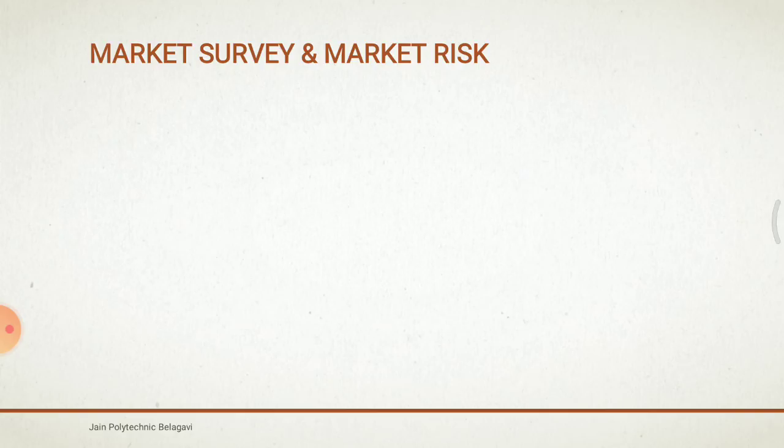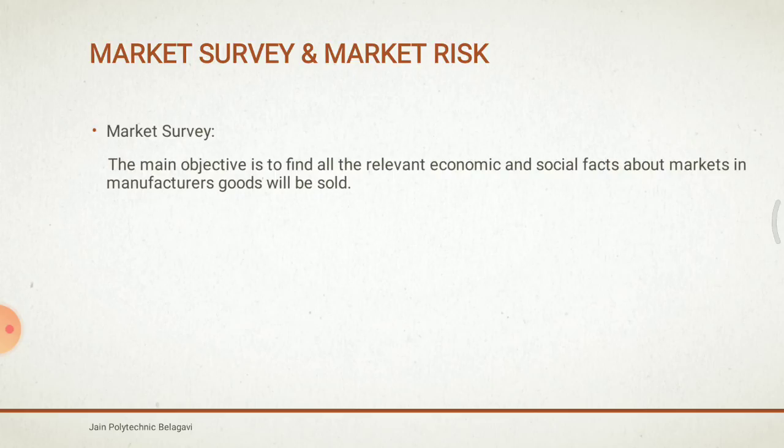Next one, market survey and market risk. In a market survey, the main objective is to find all the relevant economic and social facts about the markets where the manufactured goods will be sold. The aim of the market survey is to find all the economic and social facts. There will also be some demands in the market survey, some importance.